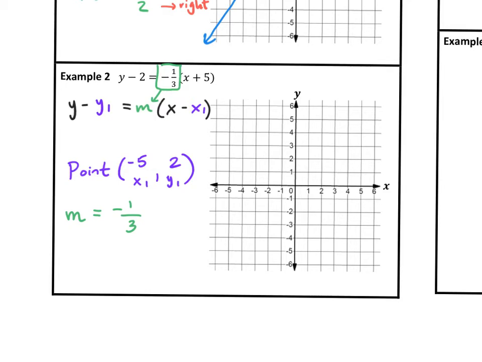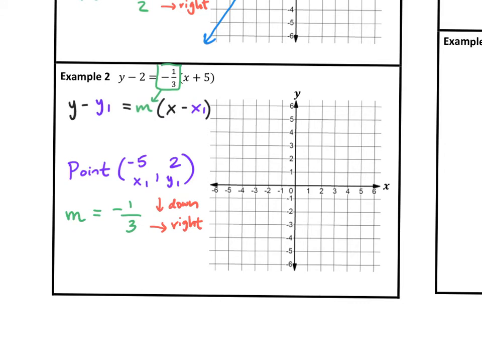I know some students were asking me, where should the negative go? Should it be with the 1 or the 3? You can pick, but I always say, first off, graph the one where the top is negative and the bottom's positive. So if the 1 is negative, that means I'm going to go down 1, and the 3 is telling me to go to the right 3. Okay.